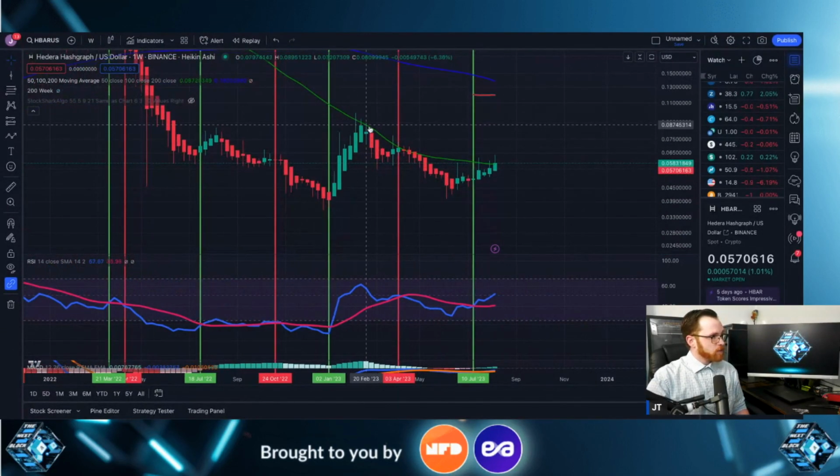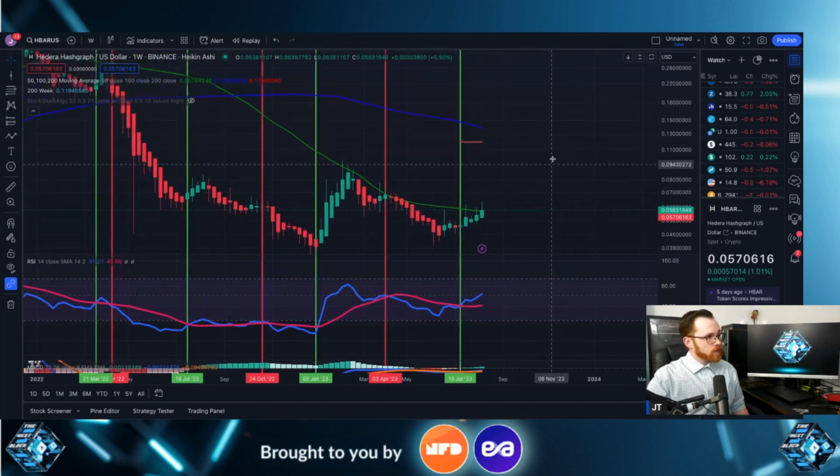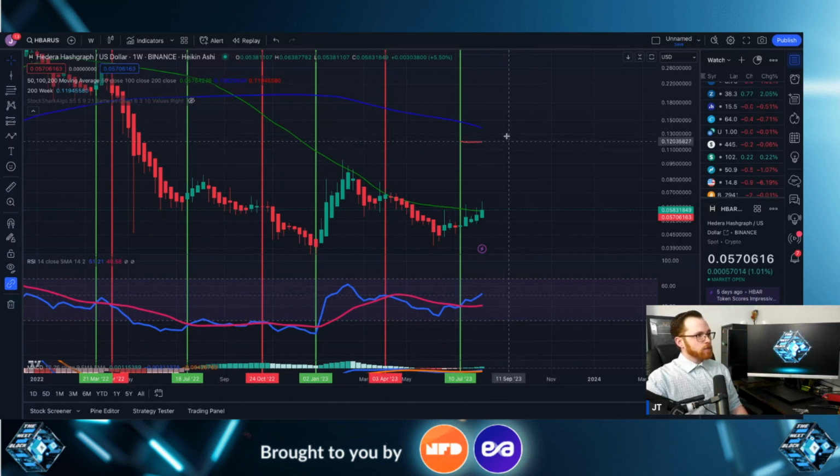It's trying to get above its bull market support band right here. This 50-week moving average is at about 0.57 cents, and the price is at about 0.58 cents. So it's trying to get above this bull market support band. The next bit of resistance is the 200-week moving average at about 12 cents and the 100-week moving average at about 13.5 cents. Those are the next big points of resistance. I do think HBAR will be reaching those marks over the next couple of weeks.